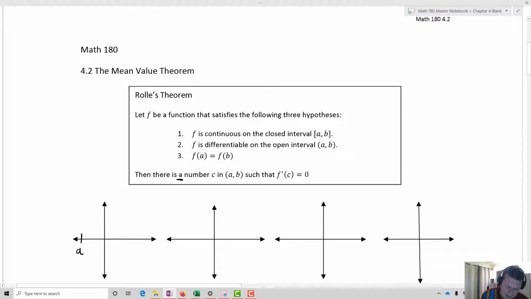Let's take a look at some examples. Let's say this is a and this is b. Here we'll make this f of a, and we're told that f of b is also the same. Since f is continuous on this closed interval, it's got to look something like this, for example. Then right here at the relative minimum, we have f prime of c equal to 0. That proves it, totally true.